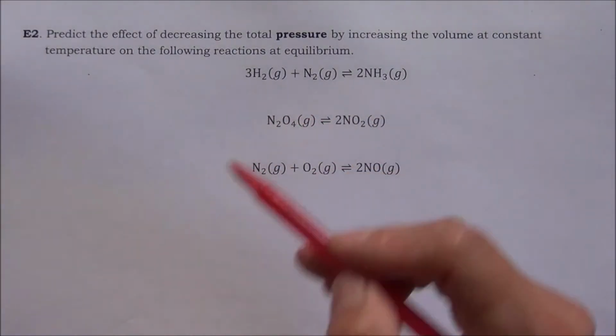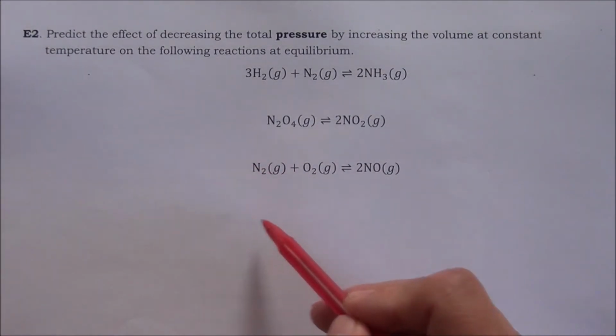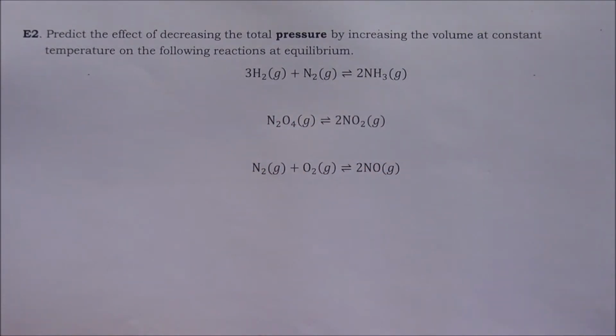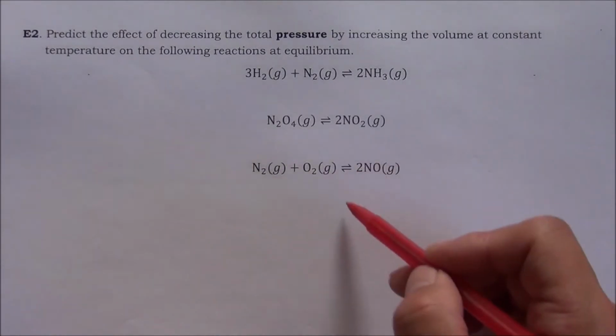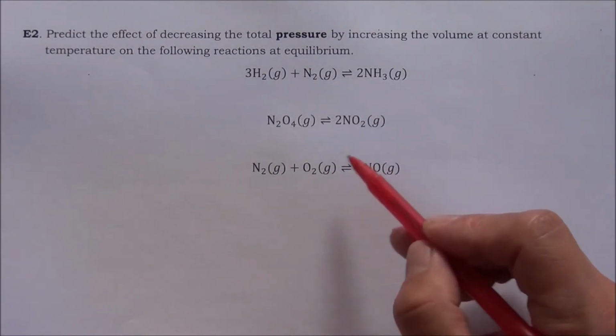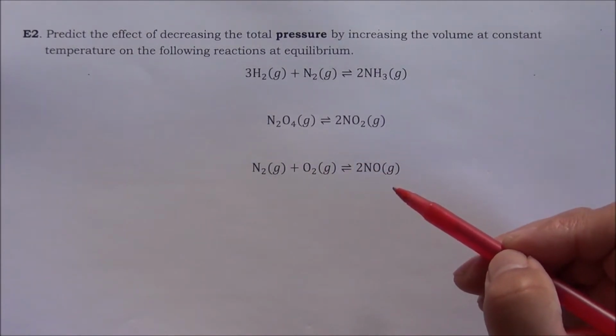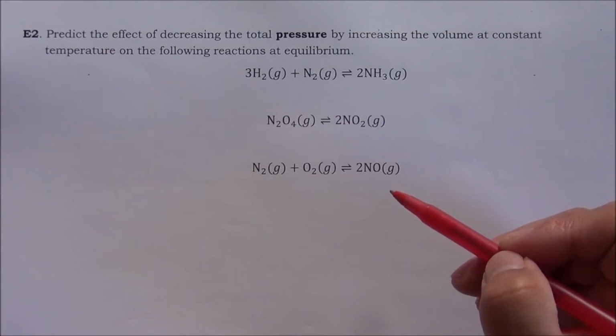For the third reaction, the left side has 1 plus 1 equal to 2 moles of gases. On the right side, there are also 2 moles of gases. Therefore, decreasing the total pressure by increasing the volume will have no effect.